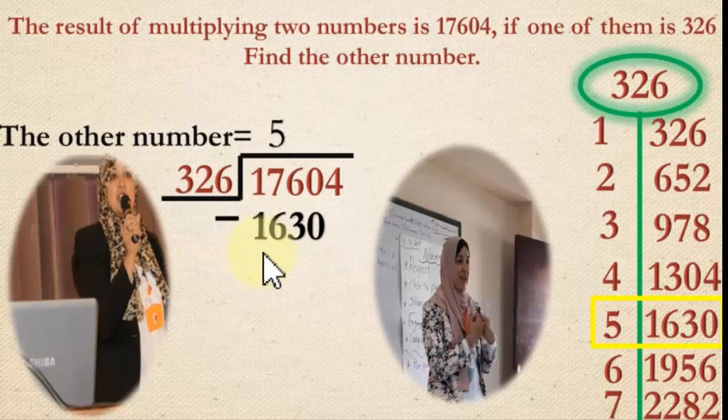0 minus 0 equals 0. 6 minus 3 equals 3. 7 minus 6 equals 1.